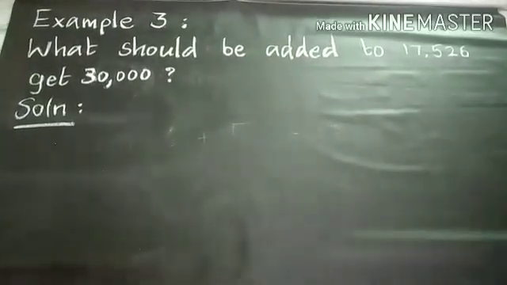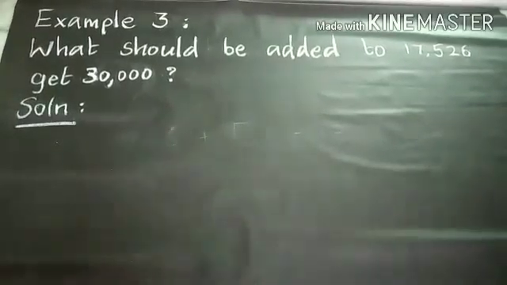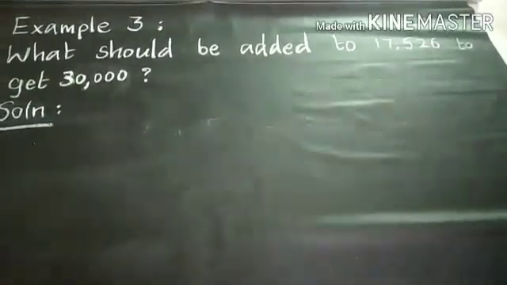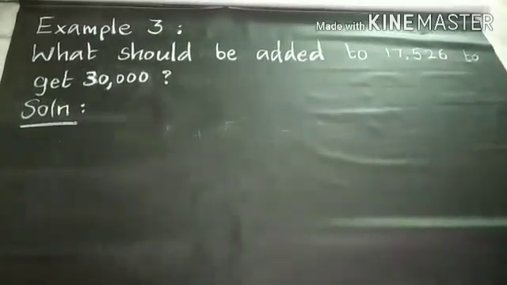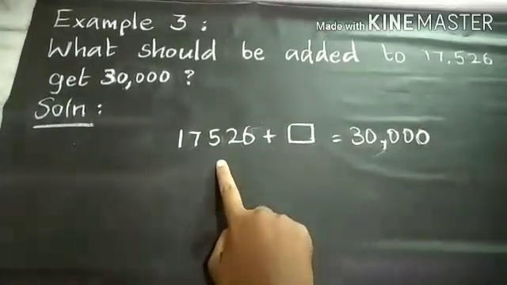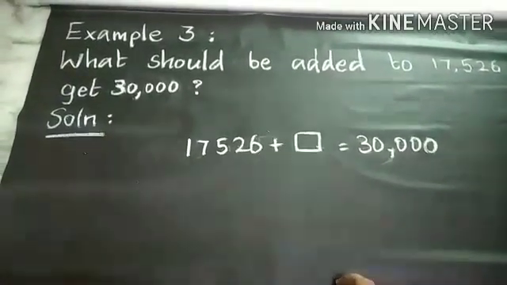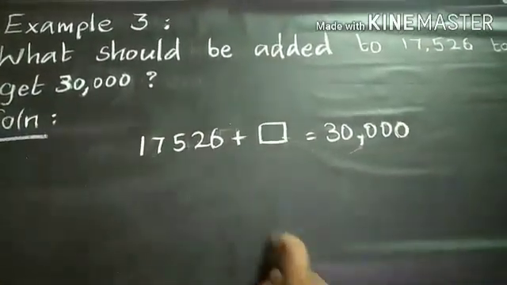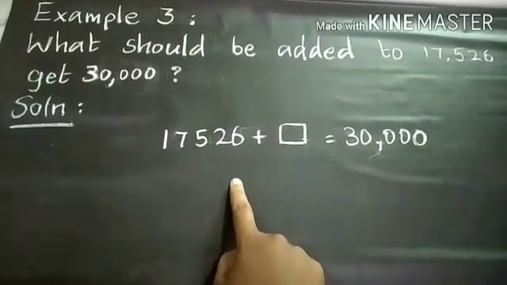Example 3. What should be added to 17,526 to get 30,000? I repeat, what should be added to 17,526 to get 30,000? That means add 17,526 to unknown number, we get 30,000. Students, we consider the empty box as unknown number.